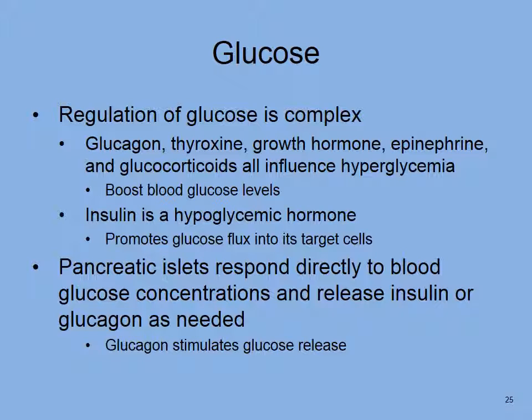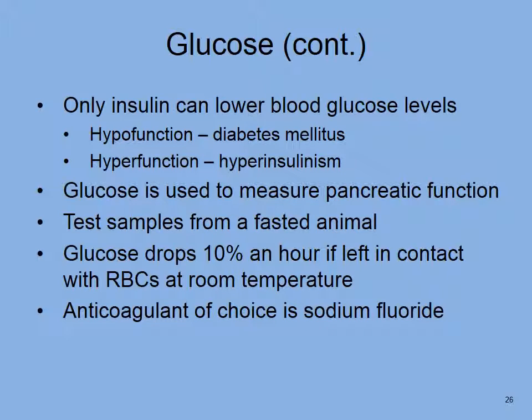Pancreatic islets respond directly to blood glucose concentration. So if the blood glucose goes up, then the pancreatic islets produce more insulin. If the blood glucose goes down, then the pancreas can secrete glucagon, and glucagon stimulates glucose release from cells. So basically the endocrine pancreas is responsible for controlling blood glucose levels in various situations. Remember that only insulin can lower blood glucose levels.